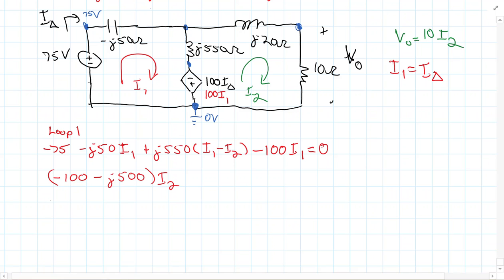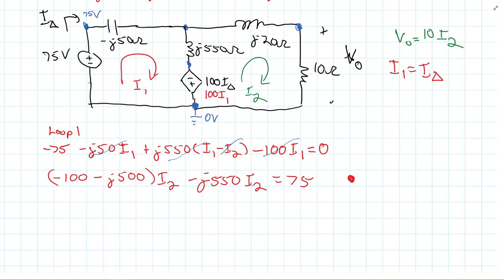I2. So let's just double check that since I've messed this up so many times. Negative 100 I1 minus 50 I1 plus 550 I1. Okay, so that's correct. And then I would have minus j 550 I2. So that gets rid of that one. And then that's equal to 75. Okay, so we're good. So that's my first equation here.